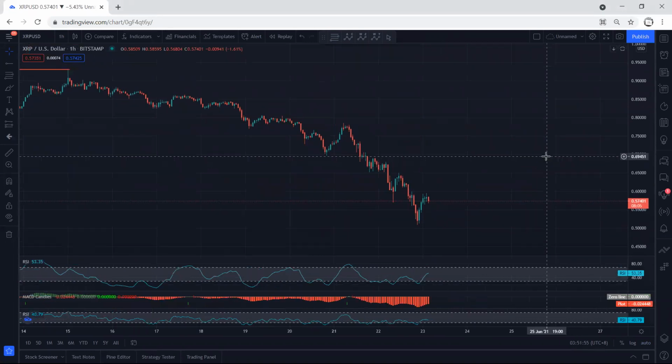The first thing I need to highlight here is that most of the charts have a similar movement and similar explanation, because mostly they follow Bitcoin. That's why nowadays I just try to look at the main chart.